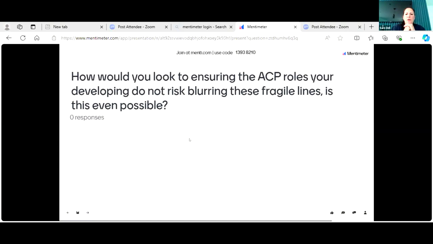How would you look to ensure the ACP role does not blur these fragile lines, and is this even possible? I may have answered a little bit of those questions, but it's just nice to maybe see what you guys think that you are going to do when you're developing these roles.